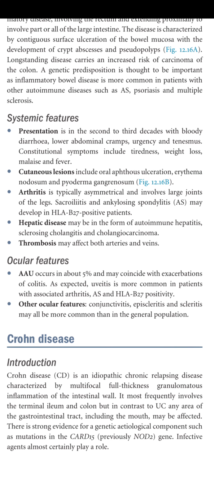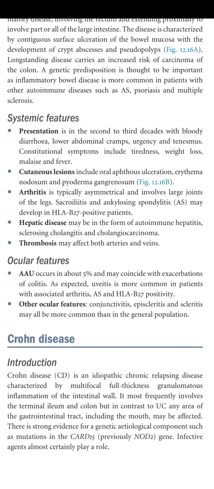So there can be ocular features. AAU occurs in about 5% and may coincide with exacerbation of colitis. As expected, uveitis is more common in patients with associated arthritis, ankylosing spondylitis, and HLA-B27 positivity. So basically, acute anterior uveitis occurs in 5% of patients with ulcerative colitis. Other ocular features include conjunctivitis, episcleritis, and scleritis, which may all be more common than in the general population.